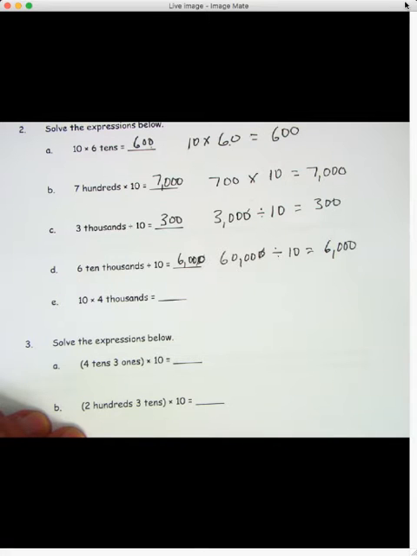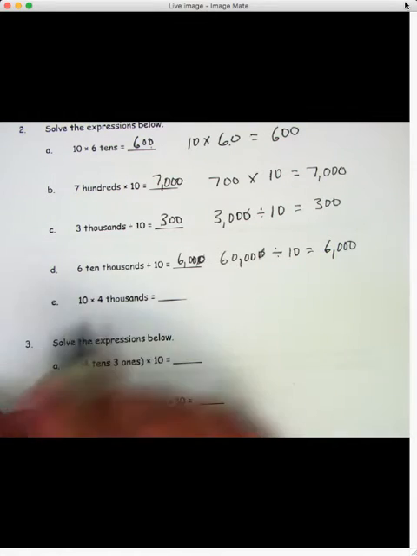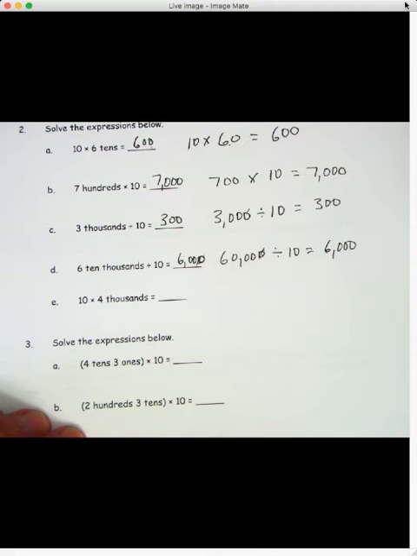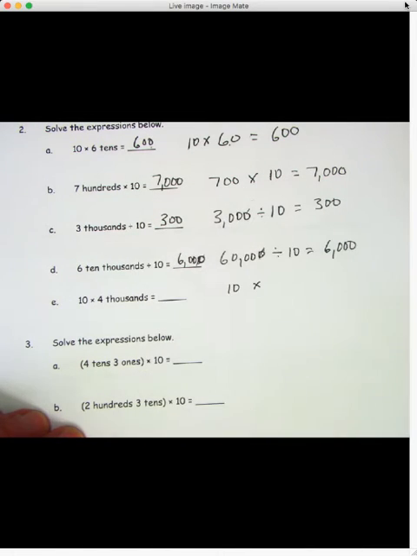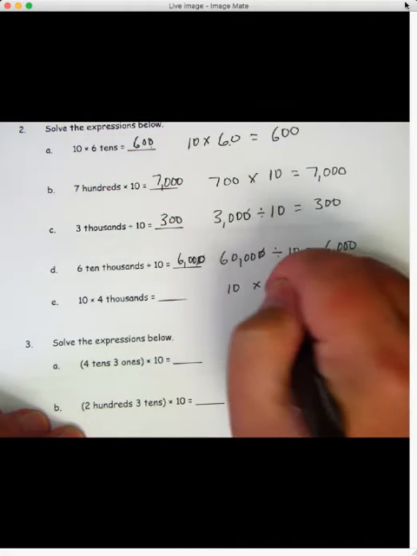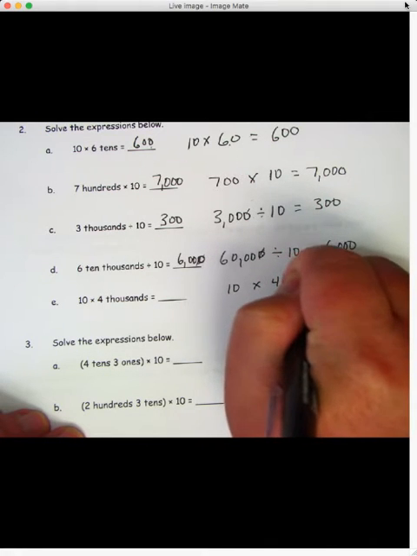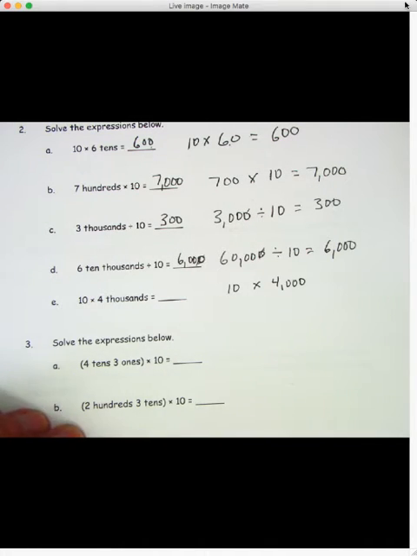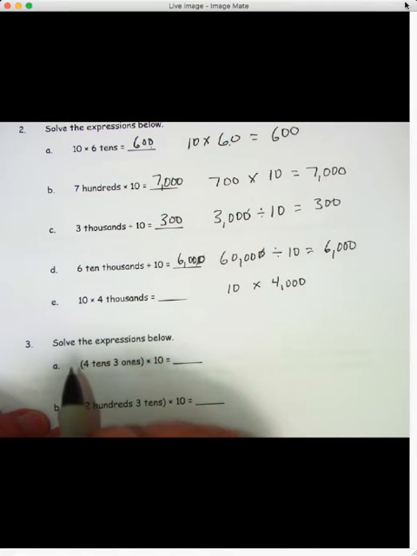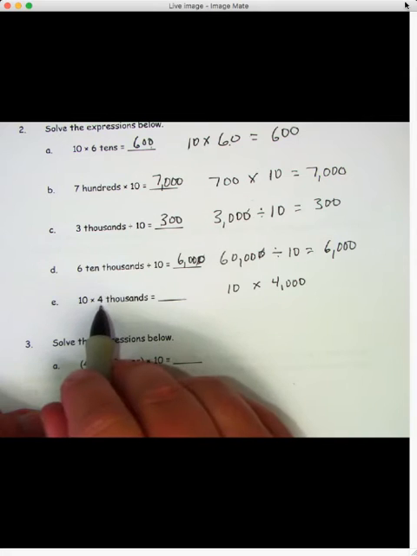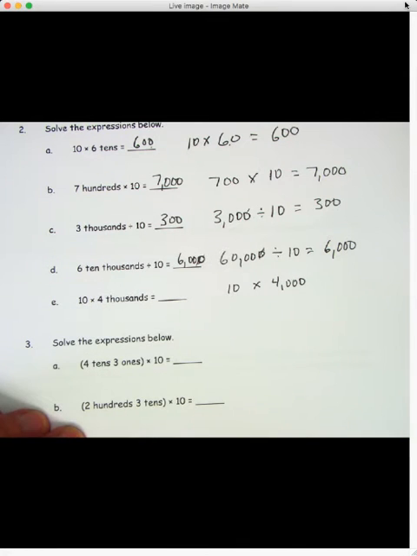All right, we've got one more here. Let's see if we can do it without that place value chart. 10 times 4,000s. Well, let's do it over here. 10 times 4,000s. How much is 4,000s? Well, it's 4,000. On the place value chart, we would have moved it to the left of the thousands place, which would be the 10,000s place. So it would be 4 10,000s.